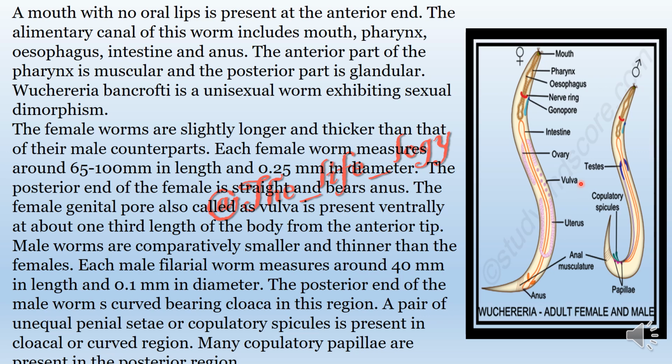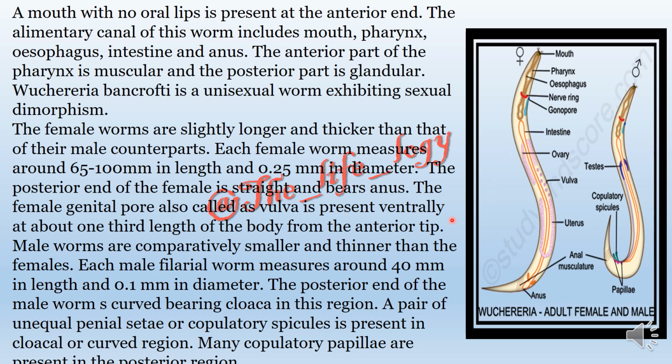The female worms are slightly longer. As you can see, the female worm appears to be long and it is thicker than the male. Each female worm measures around 65 to 100 mm in length and 0.25 mm in diameter.